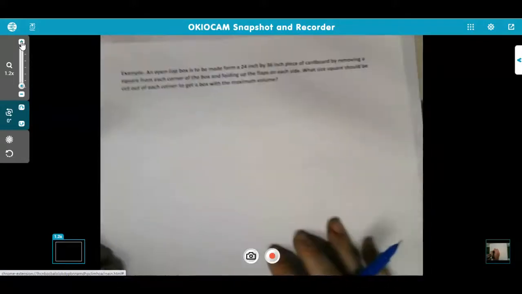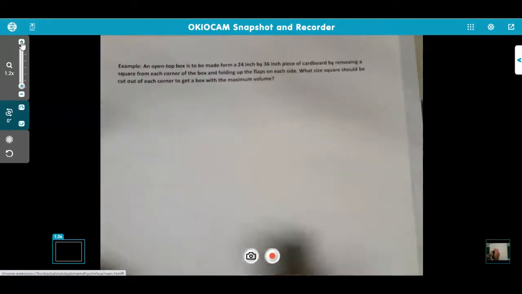All right, another example that I really like. An open top box is to be made from a 24-inch by 36-inch piece of cardboard by removing a square from each corner. And then I'm going to fold it up. What size square should be cut in order to maximize the volume?